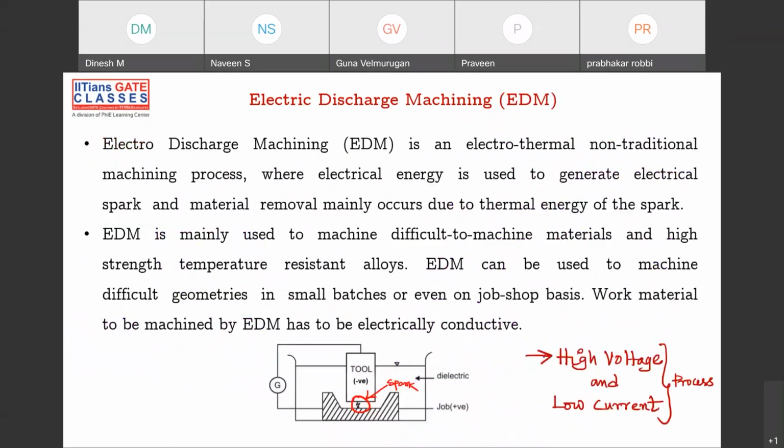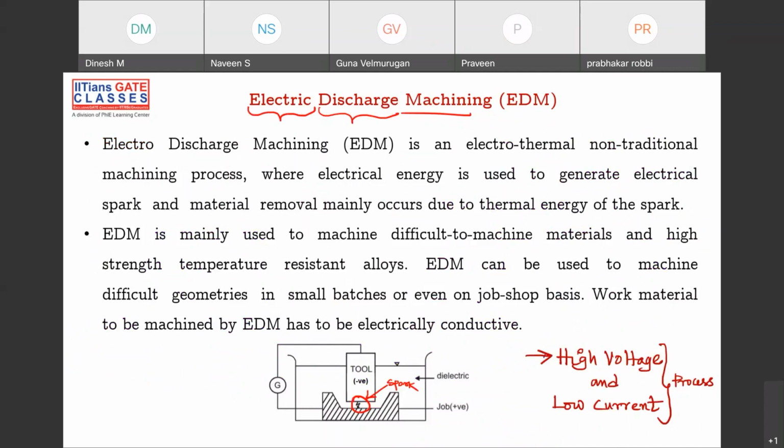So that's the end of electrochemical machining. Let's go to electric discharge machining. What is electric discharge machining? Electric: you are using some kind of electricity. Discharge: we have to see what is discharging. Of course, machining is there.